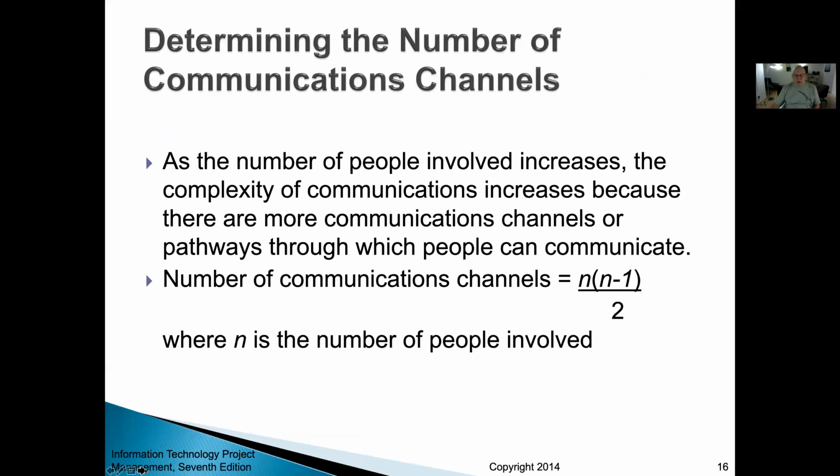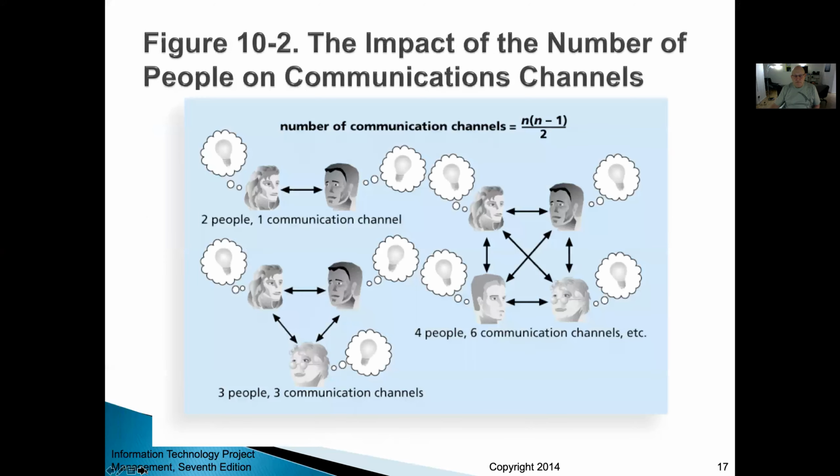This talks about how you come up with the number of communication channels, where N is the number of people involved. As the number of people involved increases, the complexity of communications increases because there are more communication channels or pathways through which people can communicate. For example, 2 people, 1 communications channel; 3 people, 3; 4 people, 6 communication channels.